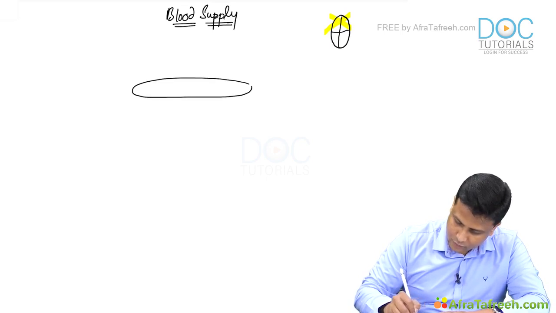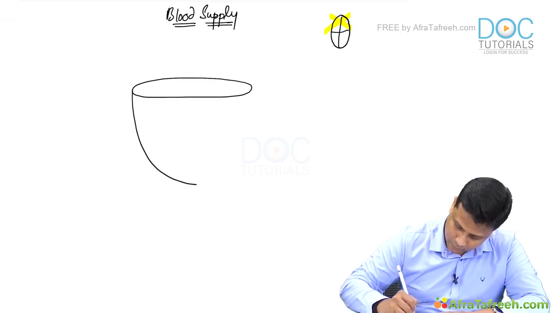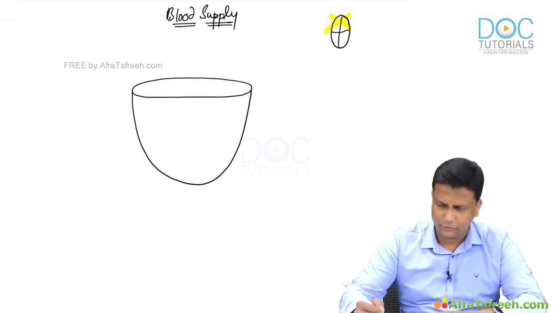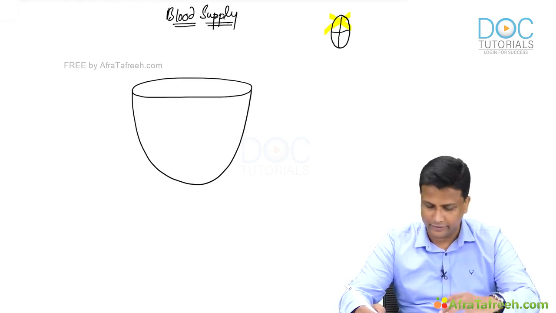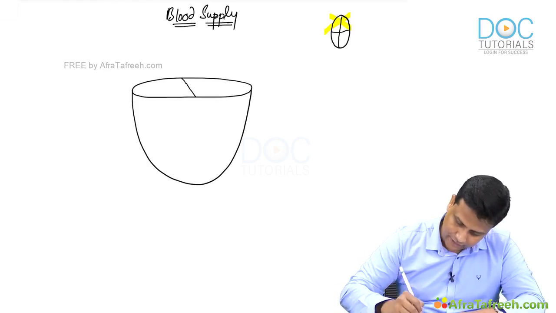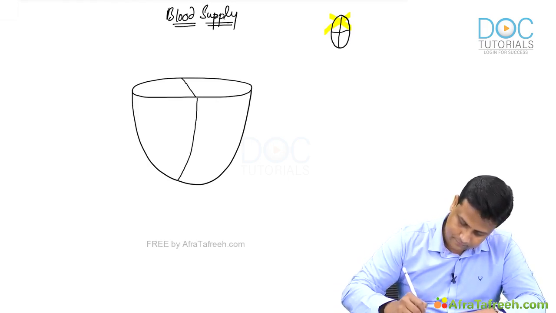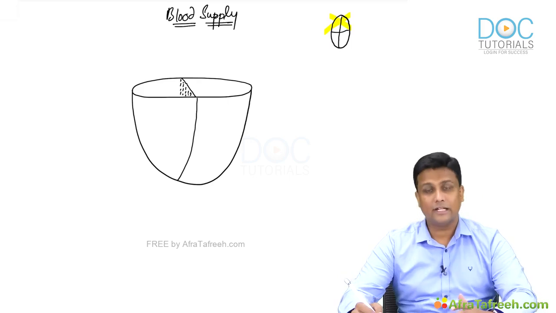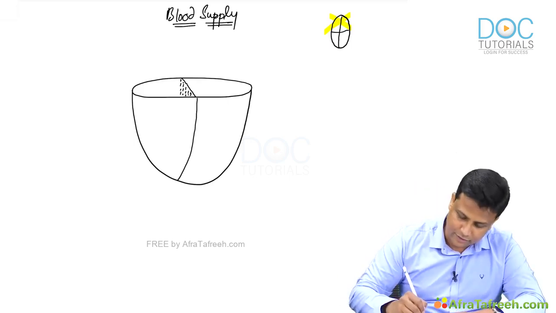So imagine this to be your ventricles here. We have removed the atria from above. These are the only ventricles here. And in between the ventricles, you will find the interventricular septum. So basically this is your right ventricle over here and this one will be the left ventricle.